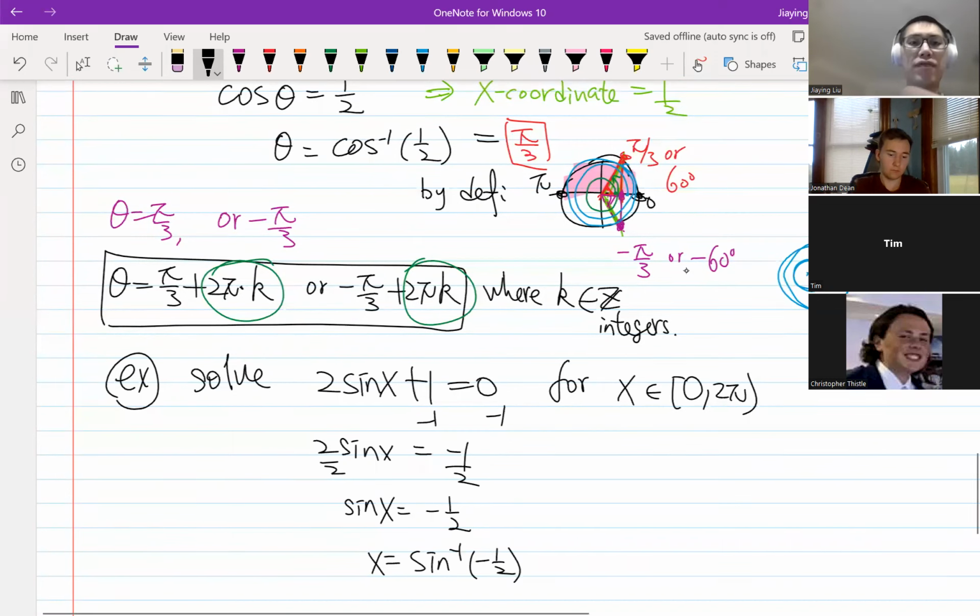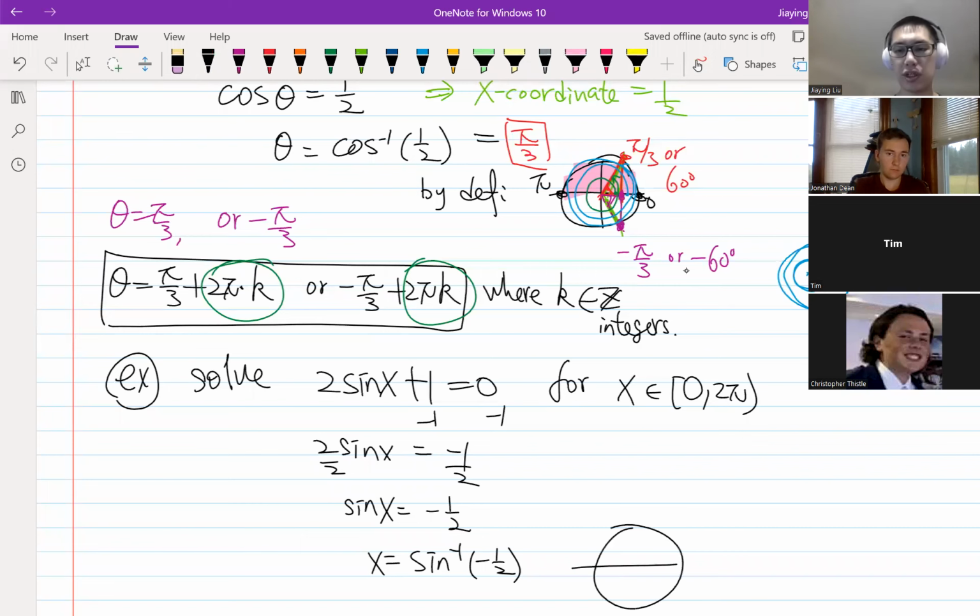Again, if we use the definition of inverse sine, we can only find one angle in the right half of the circle. So whatever angle we find using the definition of inverse sine, it's only going to be in the first or fourth quadrant.